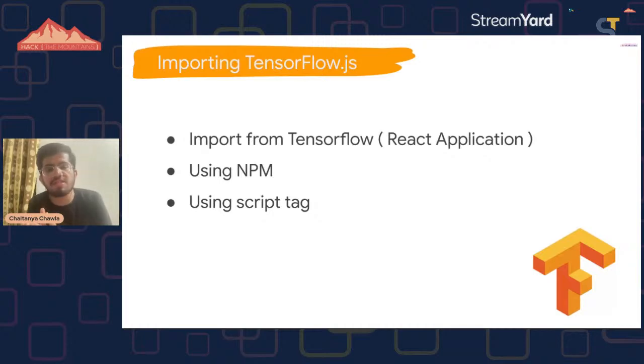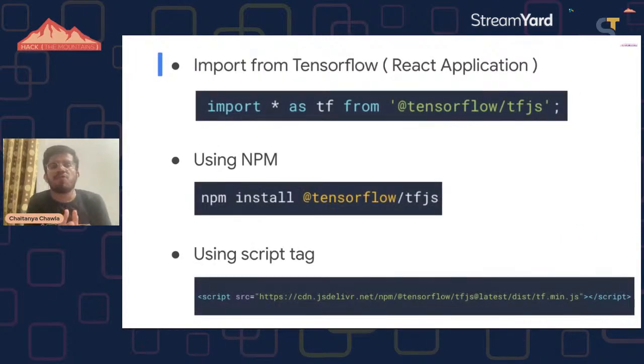So importing TensorFlow.js can be done in three ways. First, if you are using React for developing your application, then you can just simply use import TensorFlow, and you can import TensorFlow to your project. Or you can do it using npm, or you can do it using a script tag. Importing TensorFlow for a React application. So this is the code, importing tf from TensorFlow.js. So you can just add TensorFlow to your package.json file, and then from that you can use it in your main application file, or app.js file.